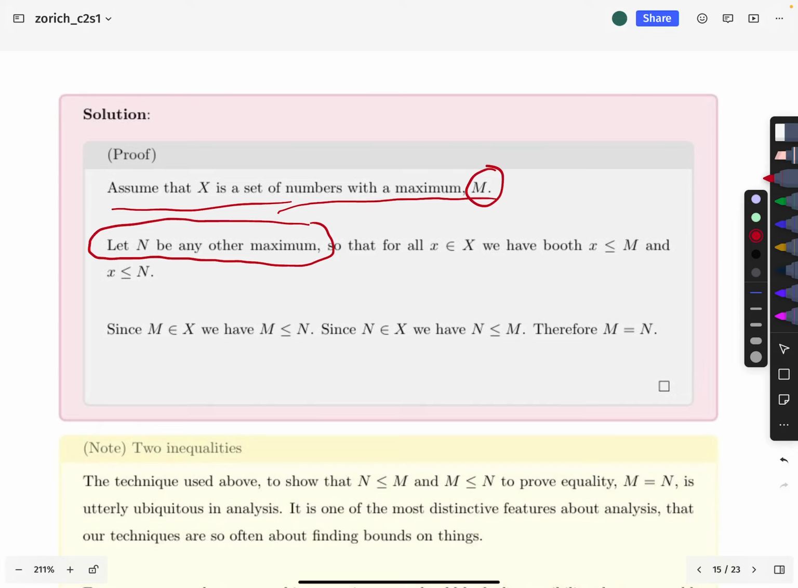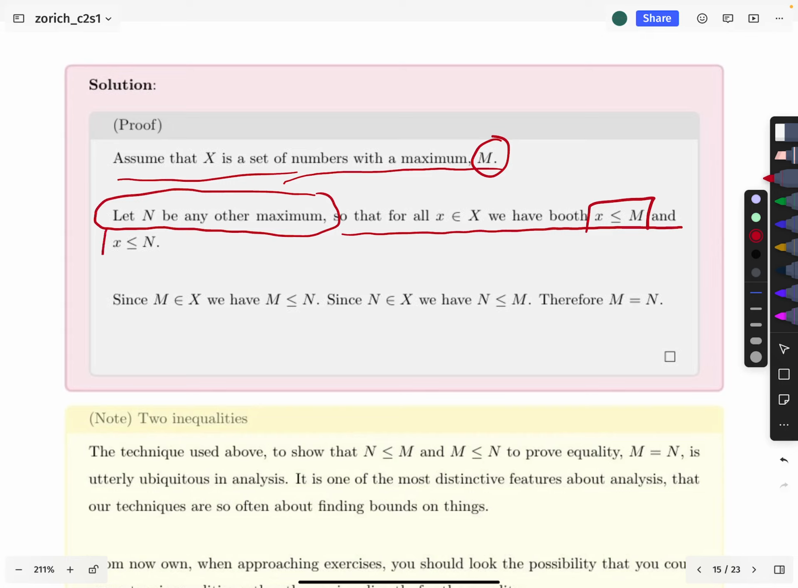Okay, let N be any other maximum, and what that just means by definition is that if you take any element little x out of the set X, then x is less than or equal to my maximum M, but also less than or equal to my maximum N.